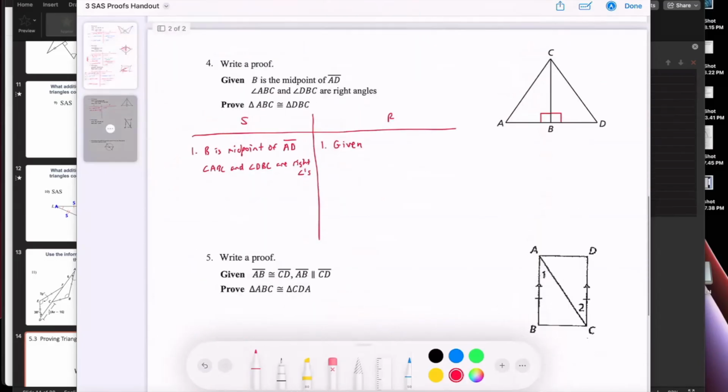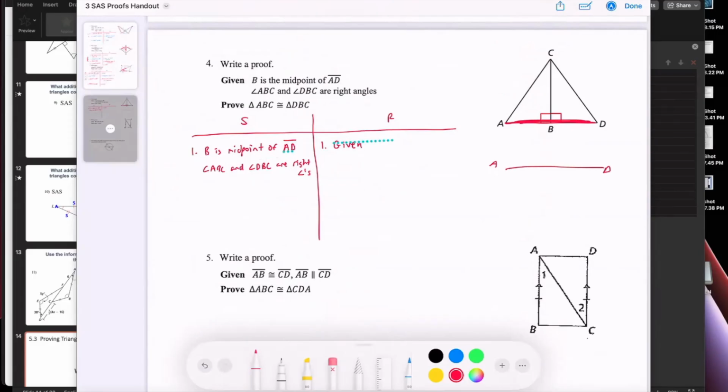Okay, I want to finish up with this one, so number four. And you notice in my givens, there's no congruent symbol at all. So we're going to need to come up with all three. Might need a little more room here. So let's go one given at a time. It says B is the midpoint of AD. So AD is this entire bottom side here.